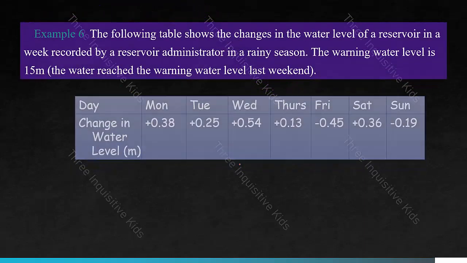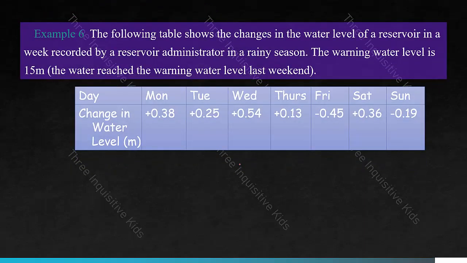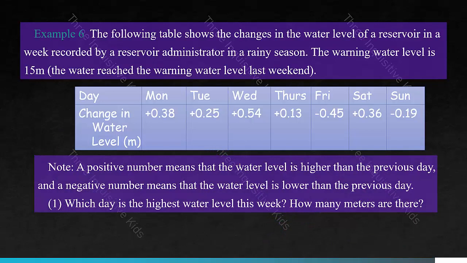The following table shows the changes in water level of a reservoir in a week recorded by a reservoir administrator in a rainy season. The warning water level is 15 meters. The water reached the warning water level last weekend. A positive number means that the water level is higher than the previous day, and a negative number means that the water level is lower than the previous day. Which day is the highest water level this week? How many meters are there? So on what day was there the most water?